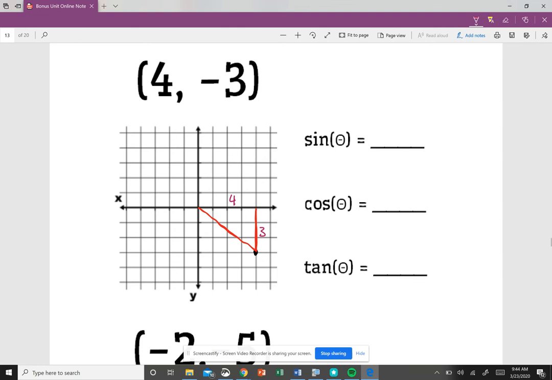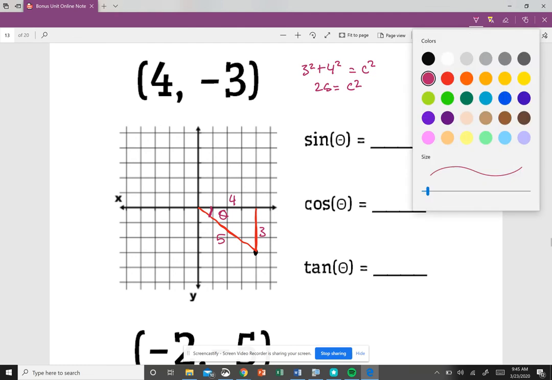And if you remember Pythagorean theorem, hopefully you do, we've used it a lot this year, we would do 3 squared plus 4 squared equals c squared. And this ends up being 25 equals c squared. So you end up getting this length is 5. Okay? All right, so then sine, and then this is theta right here. In case you forgot to label that part.